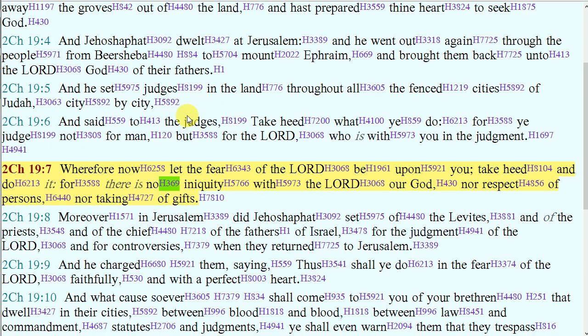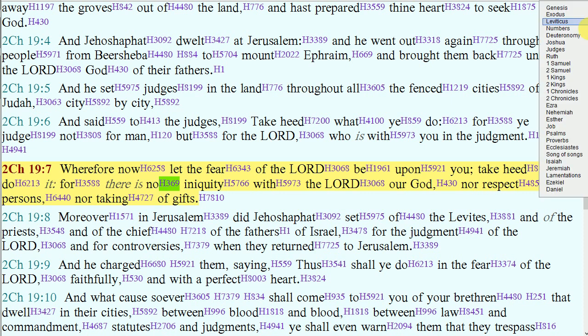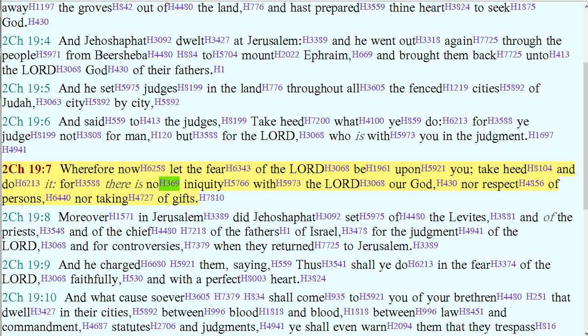Wherefore now, let the fear of the Lord be upon you. Take heed and do it, for there is no iniquity with the Lord our God, nor respect of persons, nor taking of gifts. I think with the way that this reads, I think it'll read better in Scriptures for All. 2 Chronicles 19, verse 7. Okay.